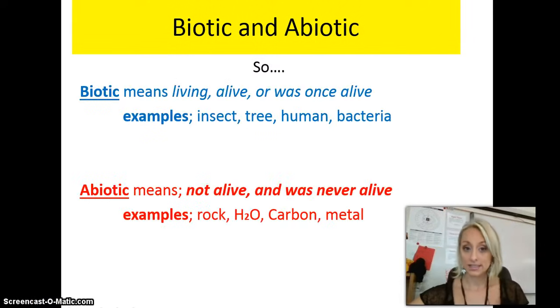Therefore, biotic means living or alive or was once alive. There are some examples: insect, tree, human, and bacteria. Abiotic would mean the exact opposite: not alive and never was alive. So temperature, rocks, carbon, metal.